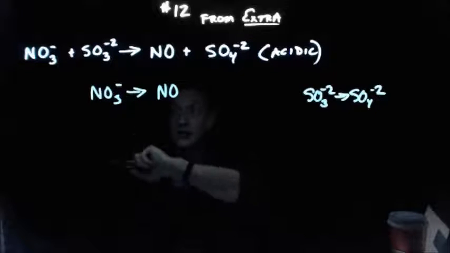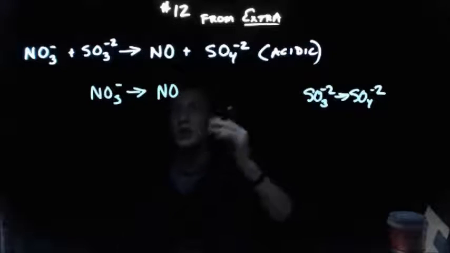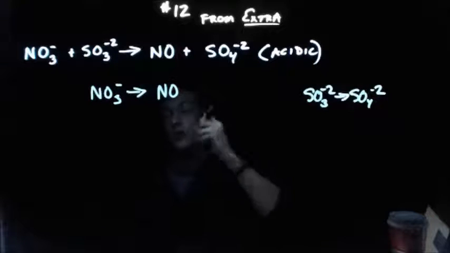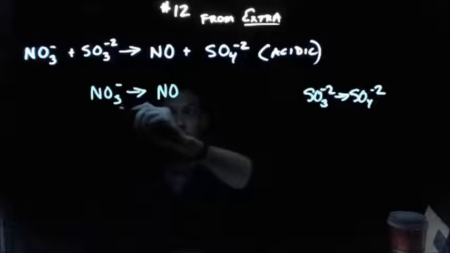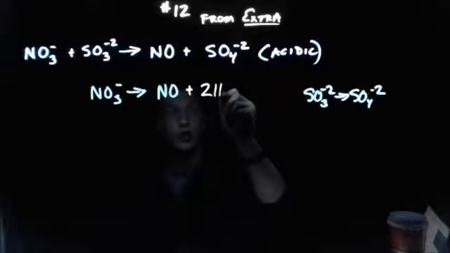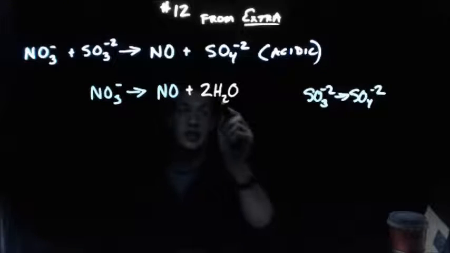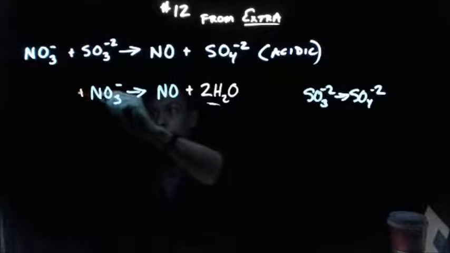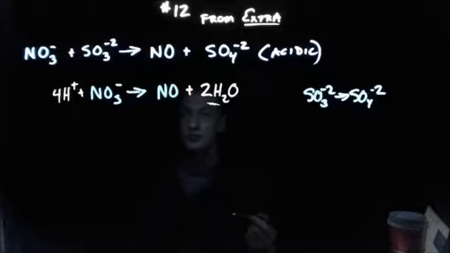Let's look at the nitrate first. So we have nitrate becoming NO. The nitrogens are balanced. There's one nitrogen on product and reactant. What's out of balance are the oxygens. And so in order to balance the oxygens, I'm going to add 2 water molecules here to the products. That fixes the oxygens but gives me 4 hydrogens there. So I'm going to come back over here and I'm going to add in 4 hydrogen ions.